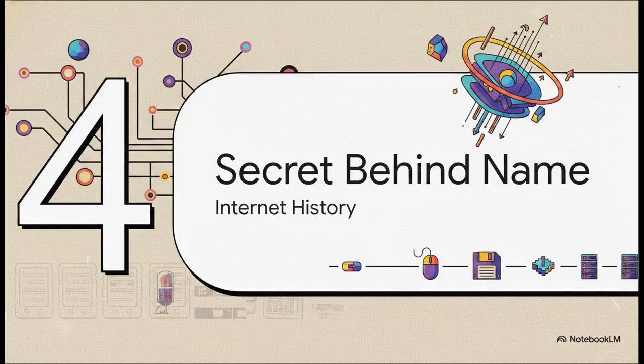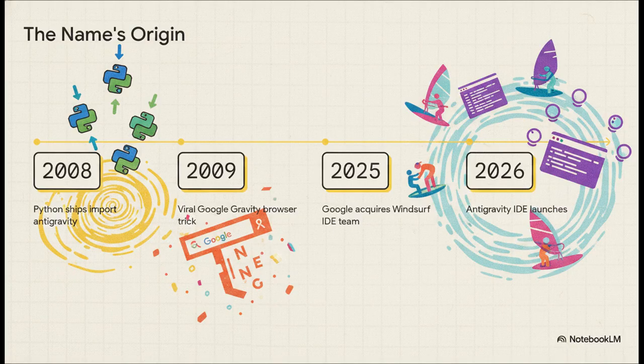Okay, let's take a really quick, fun detour for Section 4, the secret behind the name, because Google product names rarely happen by accident. And this one has some deep internet lore attached to it. The name Antigravity is actually this brilliant, layered inside joke. Back in 2008, Python 3.0 shipped with a hidden Easter egg module literally called import antigravity. Then in 2009, you had that viral Google Gravity browser trick by Mr. Doob, where the search page just falls apart.